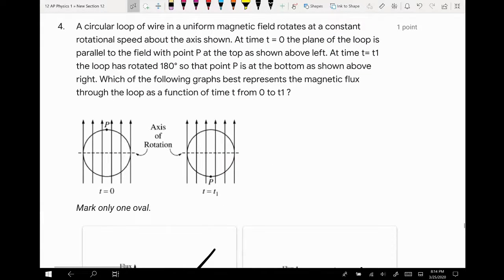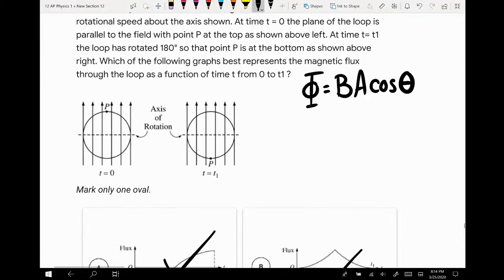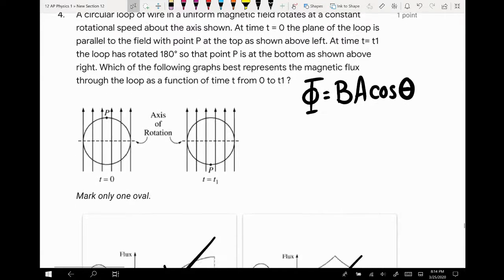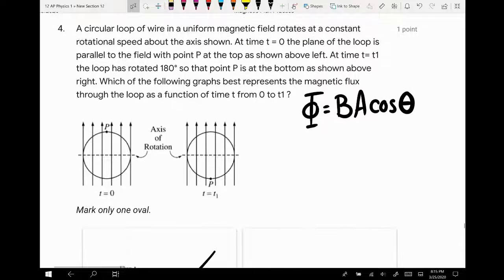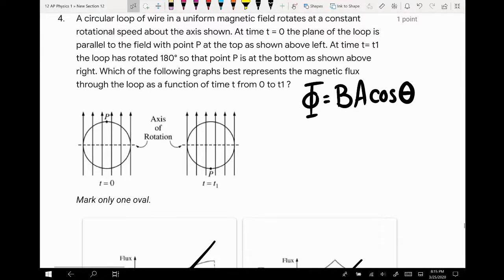So what we can think about is during this one rotation, we have pretty much just a 180-degree rotation. And we have this idea that our flux is equal to B A cosine of theta. So when we're going from 0 to 180, let me pause this really quick and think through how I want to say this.